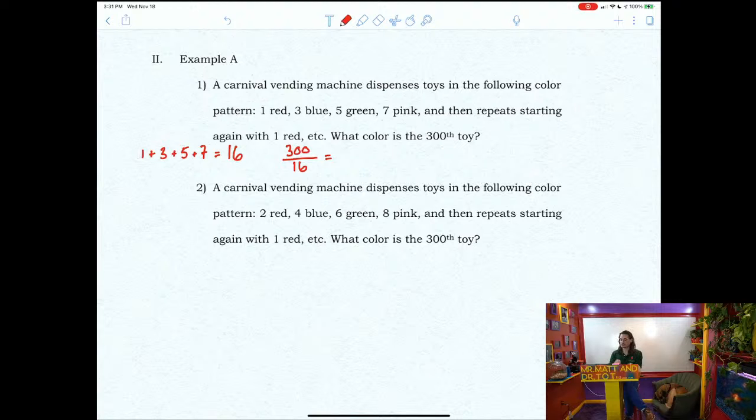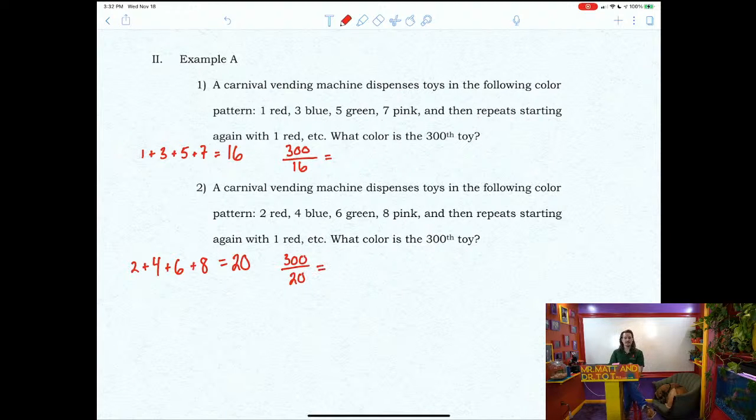Same thing for number 2. We have 2 red plus 4 blue plus 6 green plus 8 pink. So that's a total of 20 color positions. So you do the same thing. You'd have 300 divided by 20 unique color positions.